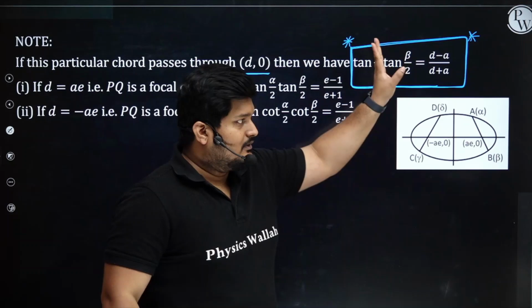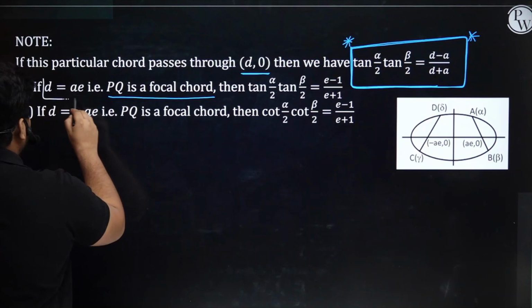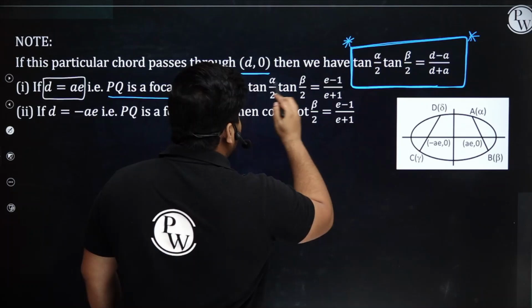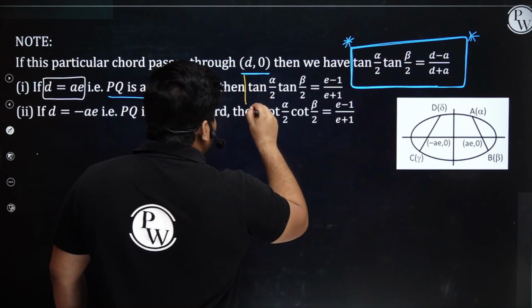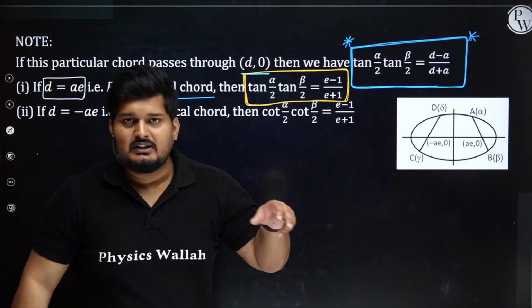What is that? If PQ is a focal chord, if that line is passing through the focus, and d equals a e, then tan alpha by 2 into tan beta by 2 is e minus 1 upon e plus 1. Now this is something I want you to remember, because it will save your time. Many times they ask this type of problem, so if you remember the result, it will take hardly 2 seconds.